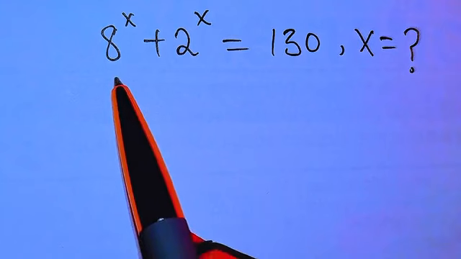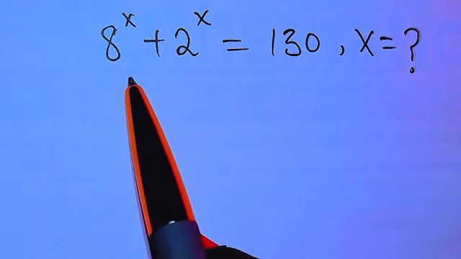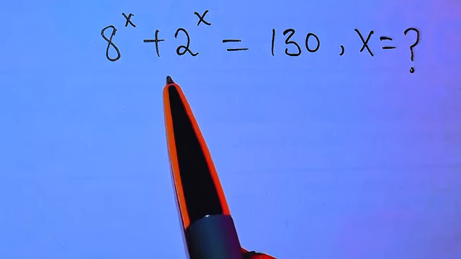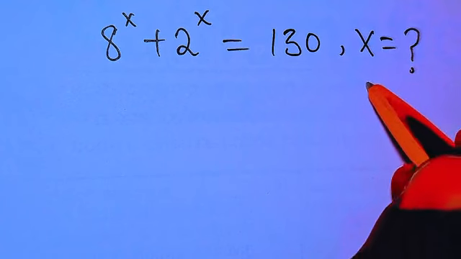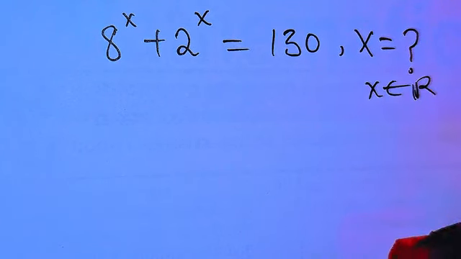In this tutorial, we are going to be solving this problem here. The question says x to the power x plus 2 to the power x equals 130. What is the value of x, for x belonging to the set of real numbers?